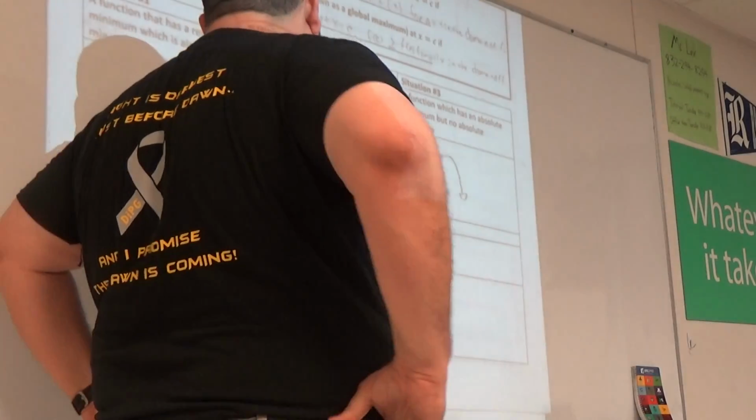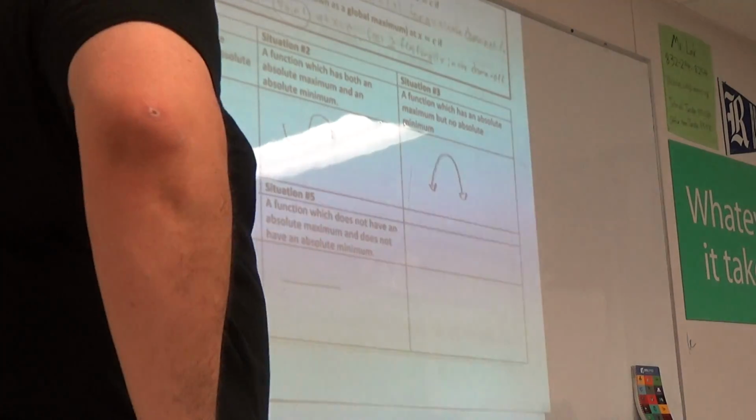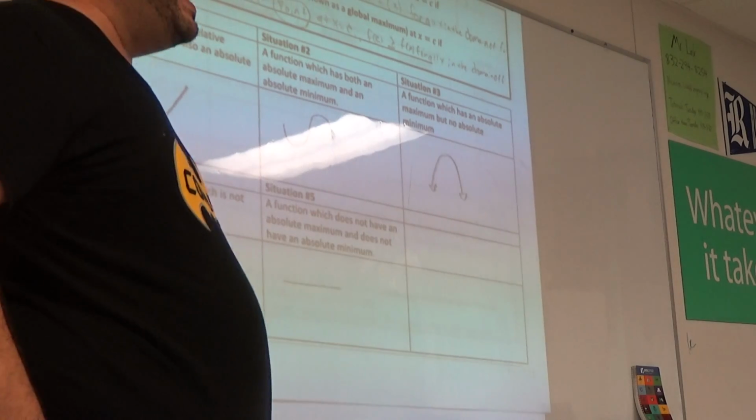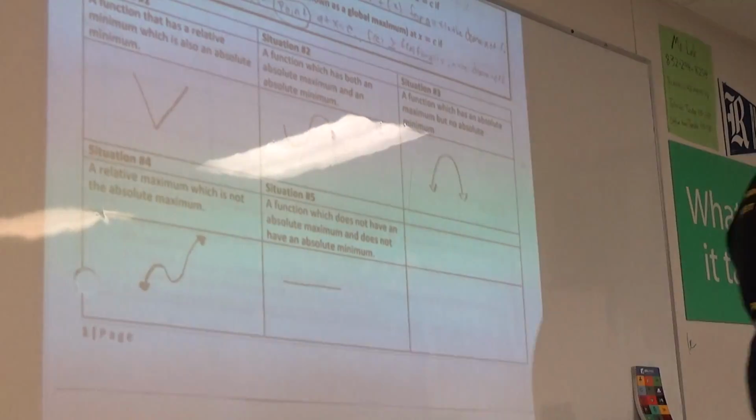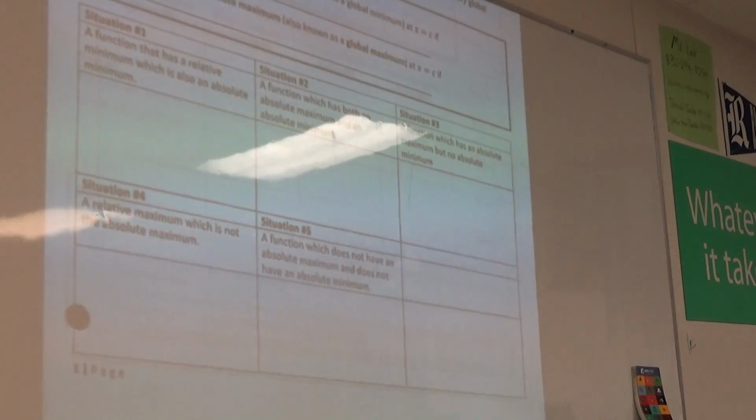A function which does not have an absolute maximum and does not have an absolute minimum. Oh, that's not a blank. That was your example of a horizontal line. Perfect. Love it. No problem. Well done. All right, let's keep going, shall we?